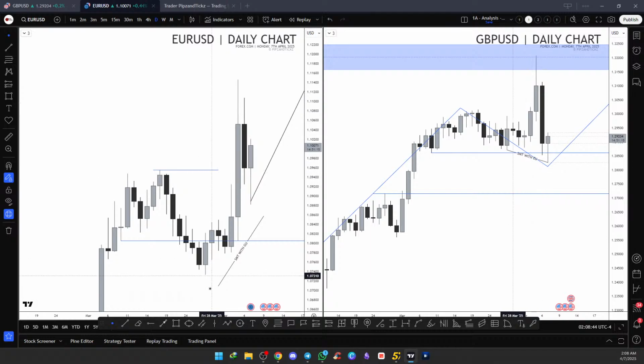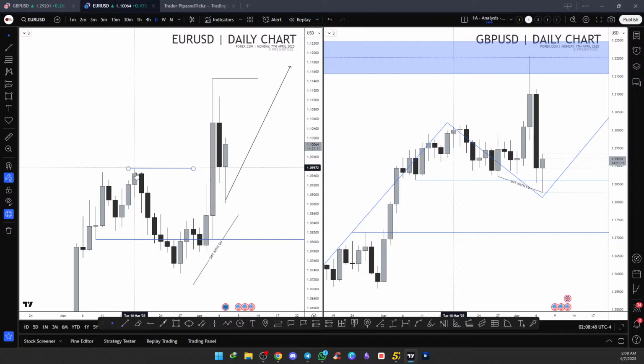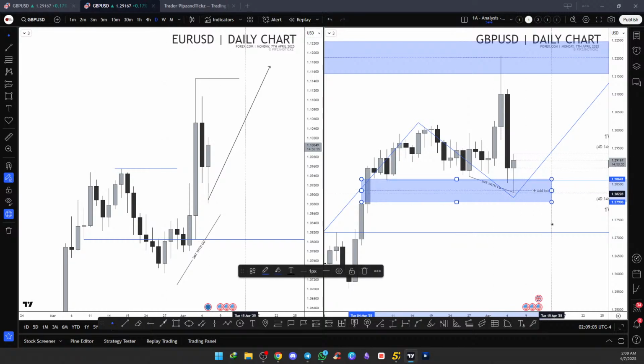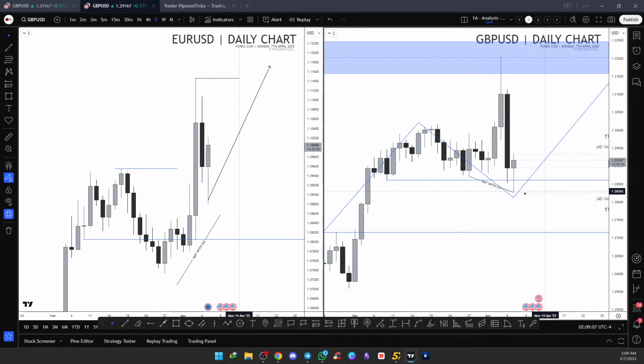The next target is the buy side liquidity, because after taking external liquidity here, price has retraced to take internal liquidity. In GU also it took out this liquidity and tapped into this fair value gap right here. So what we can expect is price to take out the external liquidity again.